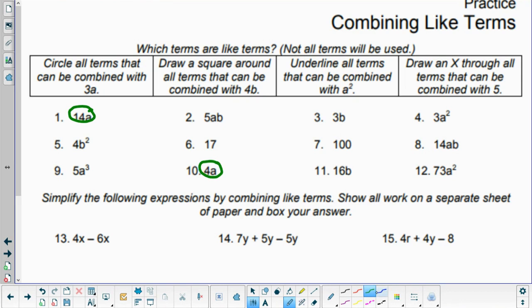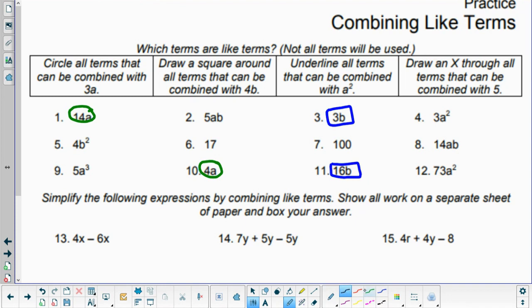Okay. Then we're going to draw a square around anything that can be combined with 4b. So we're looking for things that have just a b. So we have 3b. And let's see what else we have. We have 16b, can also go along with that. All right, but our ones that have ab don't work. The ones that have b squared don't work.